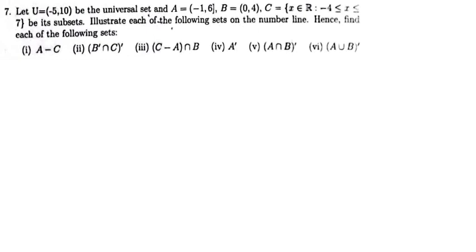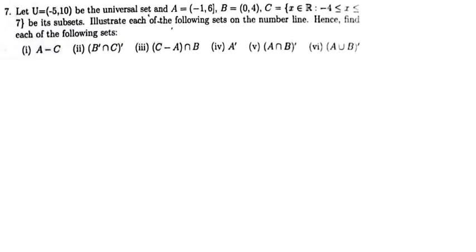Let U be equal to the universal, which is -5 all the way to 10, and set A is -1 to 6. 6 is included, but -1 is not included. B is 0 to 4, both not included. C is telling us to say x is a member of real numbers, but it should start from -4 all the way to 7. Now, it's saying illustrate each of the following sets on the number line, hence or otherwise, find each of the following sets.